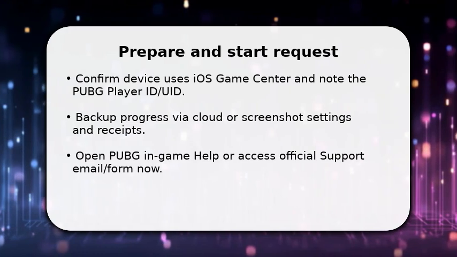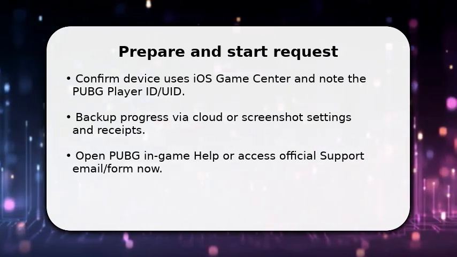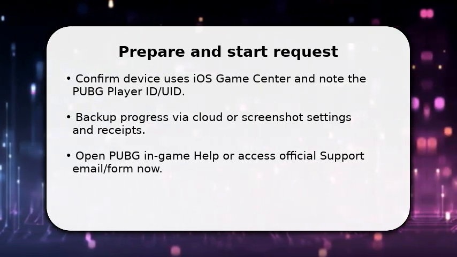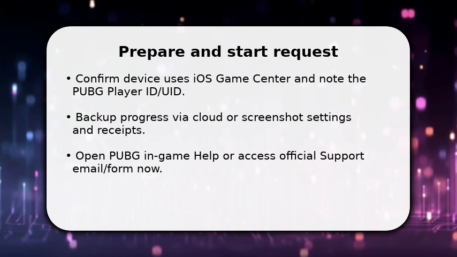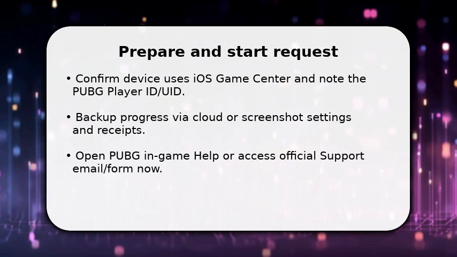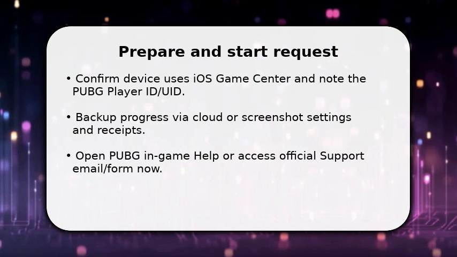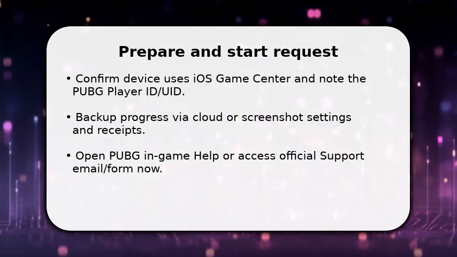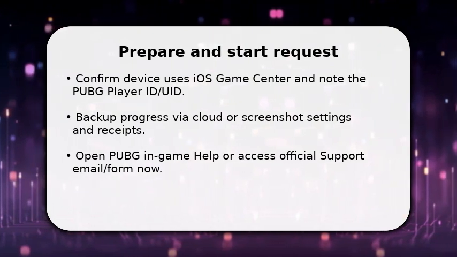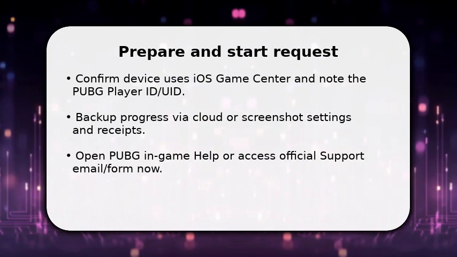You begin by collecting the essentials: your PUBG UID, Apple ID email, device model, and any purchase receipts. Once done, open PUBG Help or the official support form and choose Account/Linkage Issues. Provide a clear subject line saying you need Game Center unlinked. Explain why and state the desired outcome. Make sure to attach screenshots of your in-game profile, Game Center settings, and proof of ownership. This starts the formal unlink process that PUBG support requires.